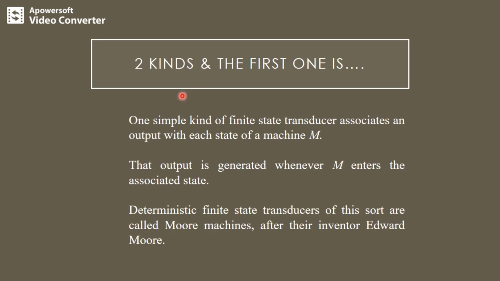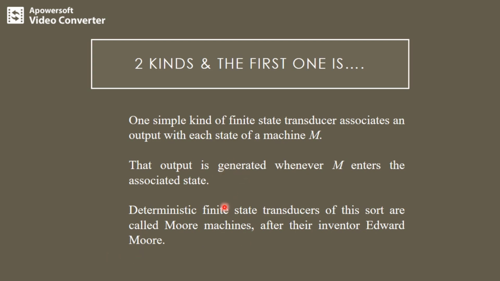Two kinds of FSTs are present, and let's understand the first one. One simple kind of finite state transducer associates an output with each state of a machine M. The output is generated whenever M enters the associated state. Deterministic finite state transducers of this sort are called Moore machines after their inventor Edward Moore.